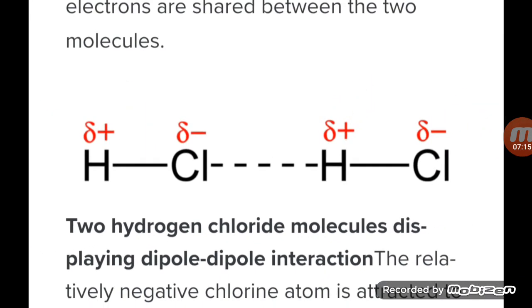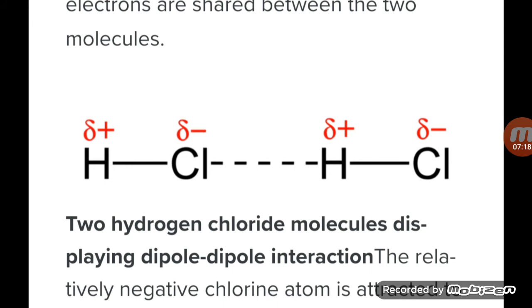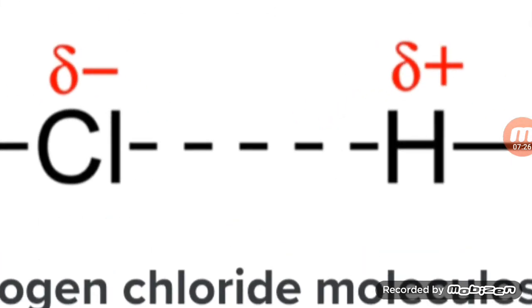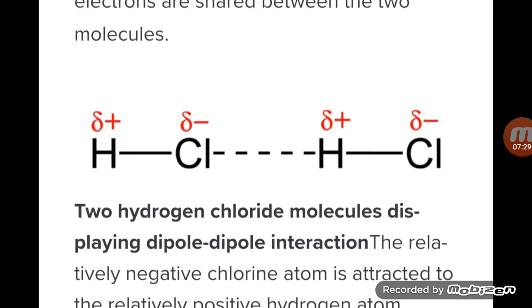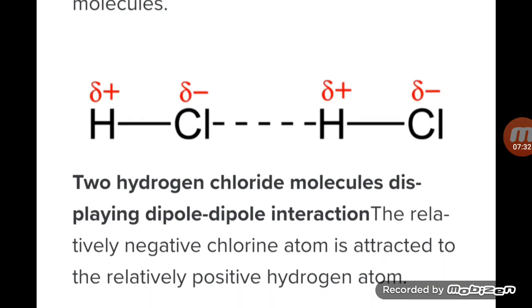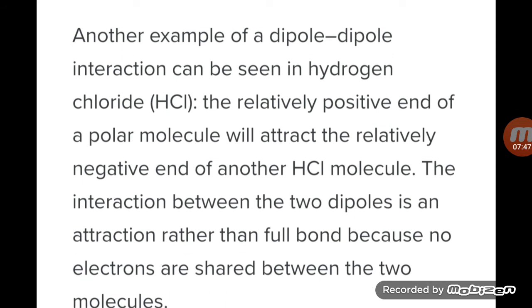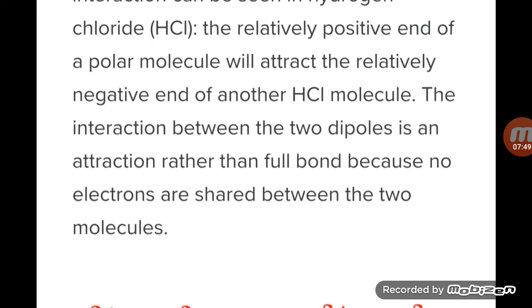Here the HCl is positive, and negative always attracts positive. There will not be a situation where negative creates a dipole interaction with negative. No, always positive and negative of two different molecules will create a dipole interaction. So two molecules of HCl are creating a dipole interaction in which the chlorine of one HCl is attracting the hydrogen of the other molecule. They are saying another example of dipole-dipole interaction can be seen in HCl: the relatively positive end of a polar molecule attracts the relatively negative end of another molecule, as I told you.